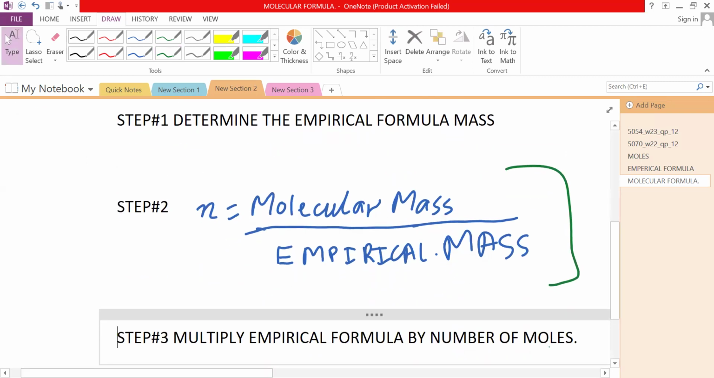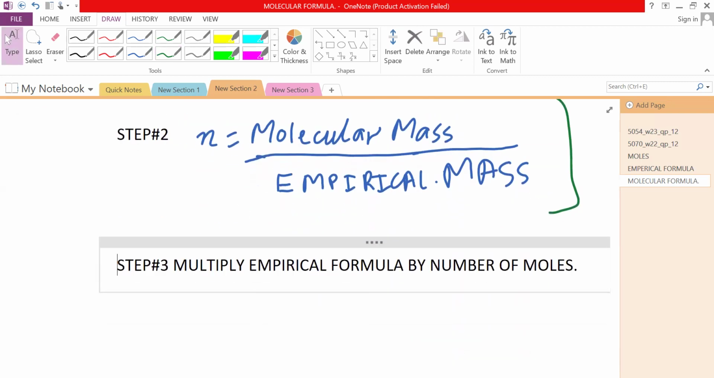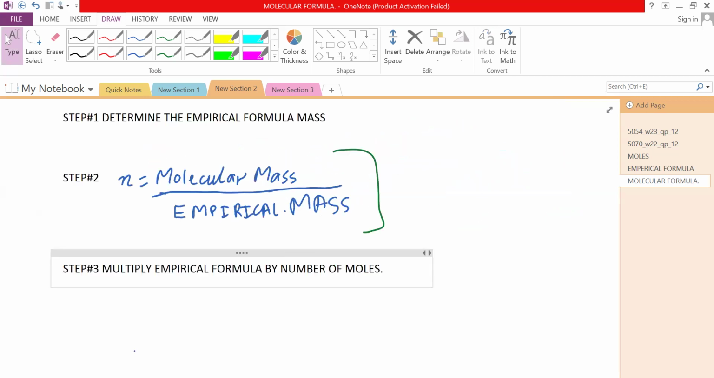Then step 3 is to multiply the empirical formula by the number of moles which you found in step 2 using this formula. Let's look at an example to have a better understanding of how to find the molecular formula.